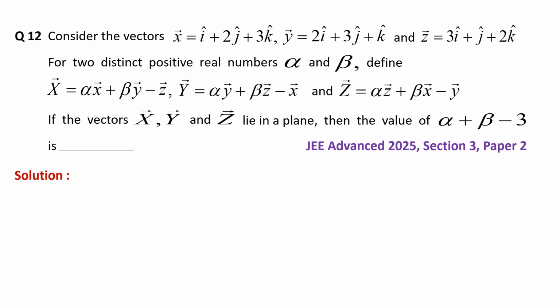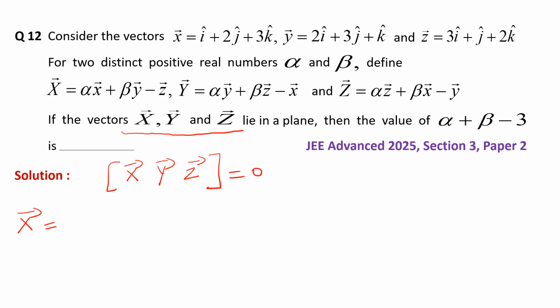If the vectors capital X, capital Y and capital Z lie in a plane, then the value of alpha plus beta minus 3 is. Now students, in this question, it is given that these three vectors, capital X, capital Y and capital Z, lie in the same plane. That means they are coplanar. So the scalar triple product of these three vectors must be 0. Right? Now students, let's find capital X vector.